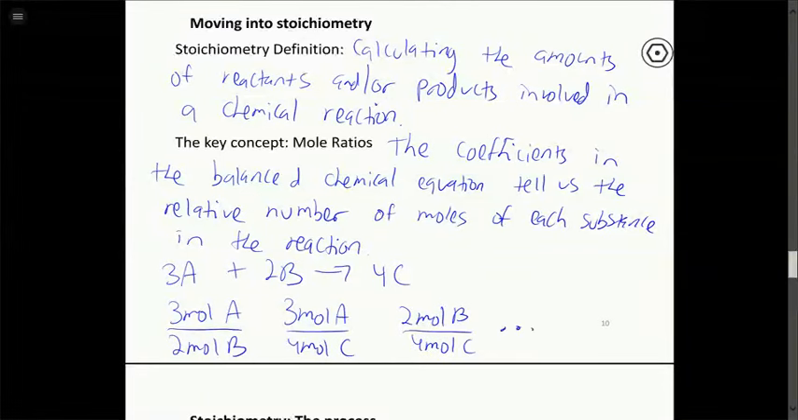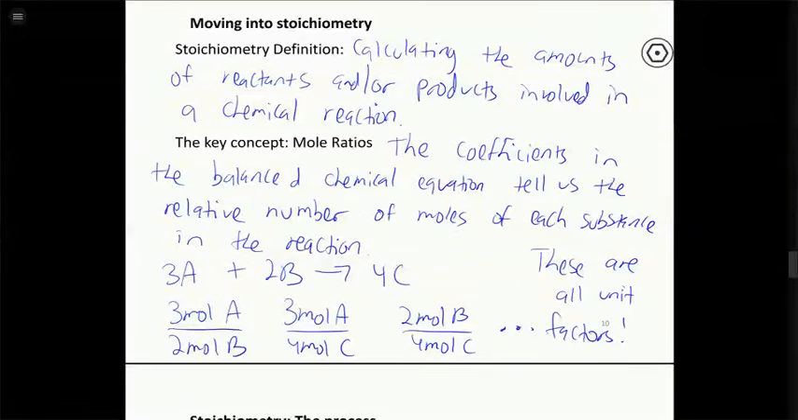So we can write all these different ratios involving the coefficients in the chemical reaction that allow us to convert from the moles of one substance into the moles of another substance. And these are all then going to be valid conversion factors, or what we call unit factors, which means they're really just multiplying by 1. All right, so there's a relationship then between the number of moles of each species that's involved, and we can use these coefficients then to write ratios that we use as conversion factors.